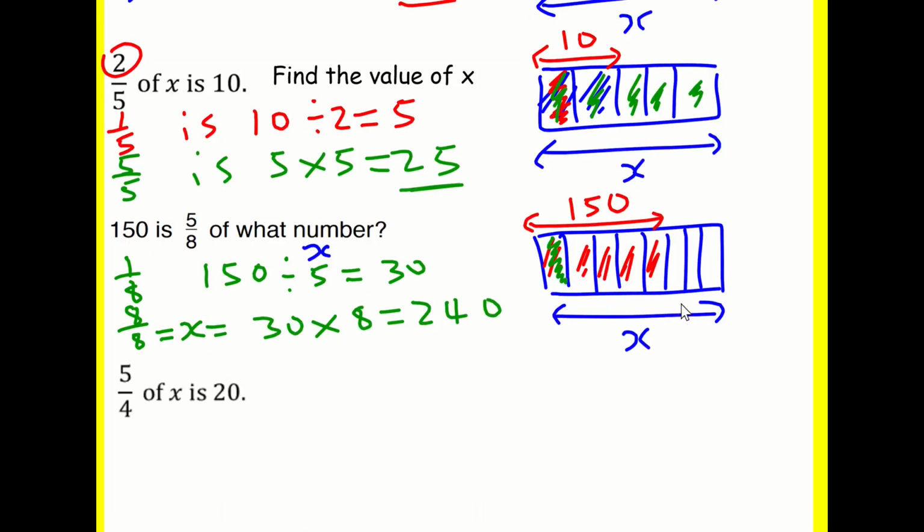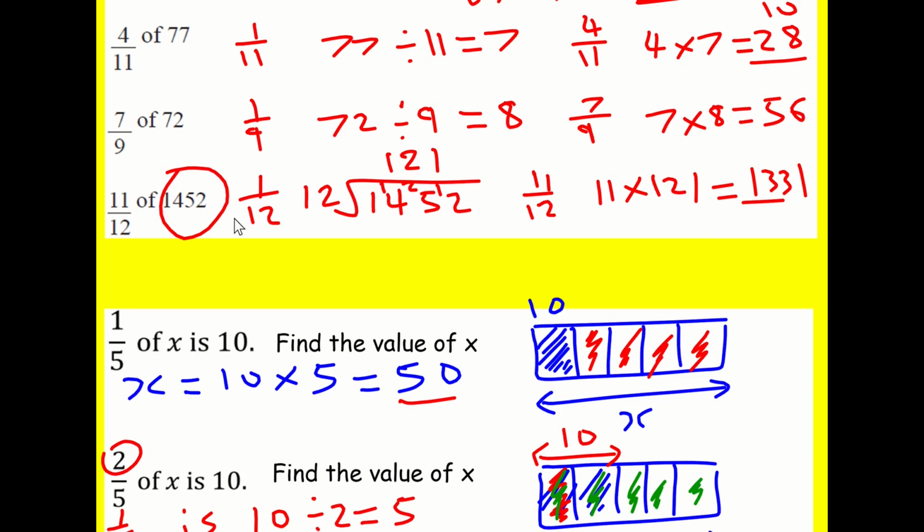Just before we do the next two, when we did these questions here, we basically took the number, like 72, divided it by 9. That gave us 1 part, and then we times by 7 because we wanted these 7 parts.